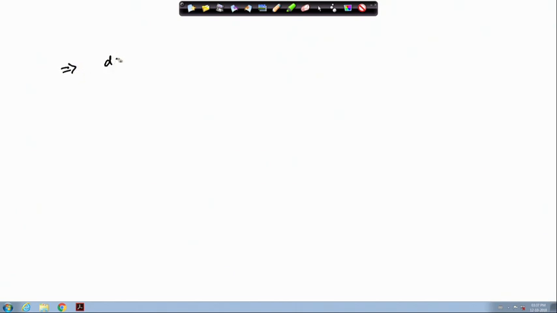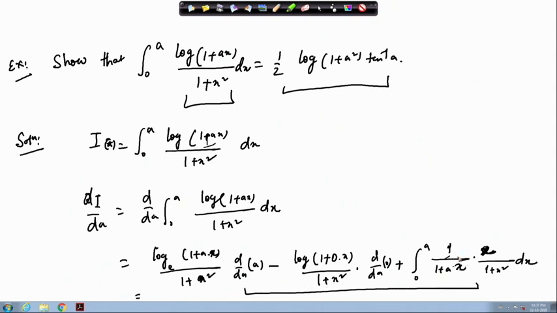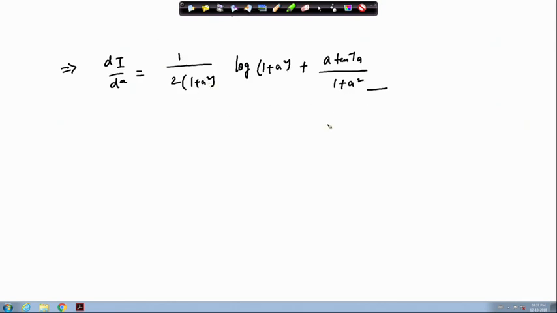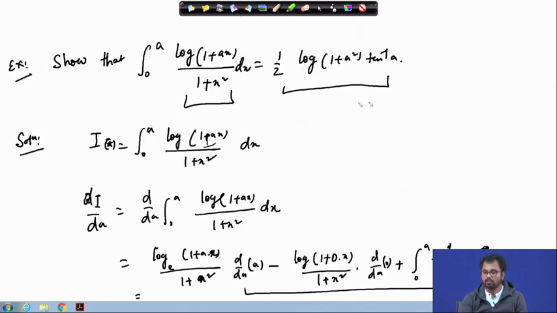So the ODE will look like dI/da equals 1 by 2(1 + a²) times log(1 + a²) plus a tan inverse a by (1 + a²). So this is the required ordinary differential equation that we will obtain. It involves a slight simplification or calculation here, but since it is relatively long, I leave this to the students. Ultimately we will obtain an ordinary differential equation of this type, and from here we will obtain I(0) like we did before, because we will obtain a constant. Then we substitute the value of the constant to solve this ordinary differential equation, and that will give us the value of this integral I which we started with.